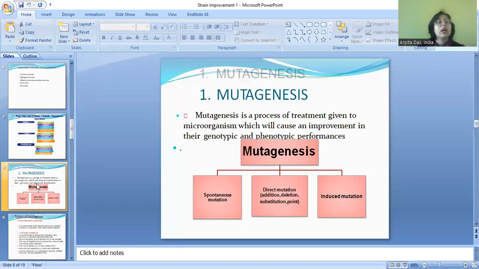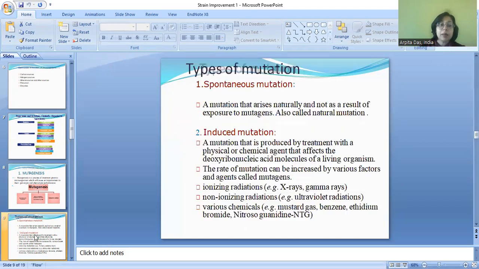Okay, so I hope that you have an idea regarding mutation in your genetics. Then also we are going to discuss some types of mutation, like spontaneous mutation. What is spontaneous mutation? A mutation that arises naturally and is not a result of exposure to a certain mutagen. It's also called natural mutation or spontaneous mutation.